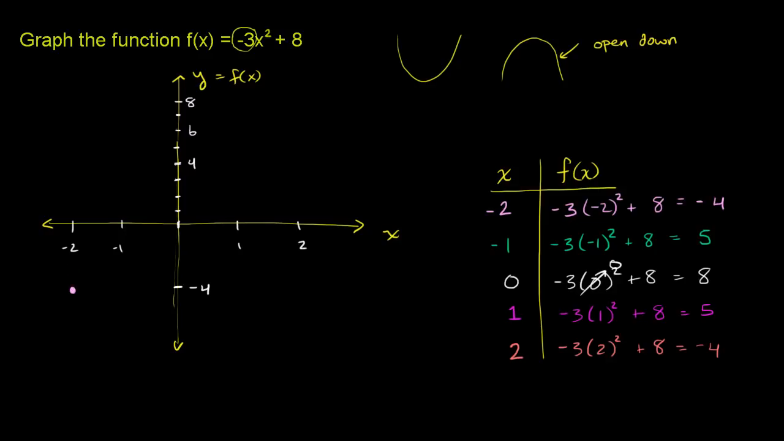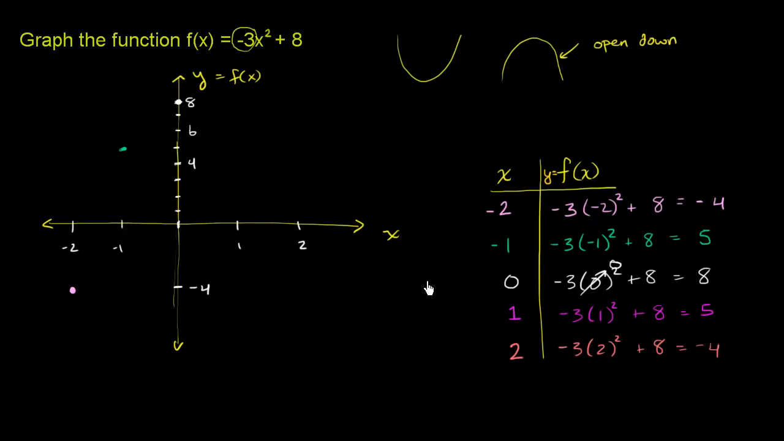When x is equal to negative 1, f of x is equal to 5. And we're saying that y is equal to f of x in this context. When x is 0, f of x, or y, I could even write over here, y is equal to f of x. When x is equal to 0, our f of x is 8.